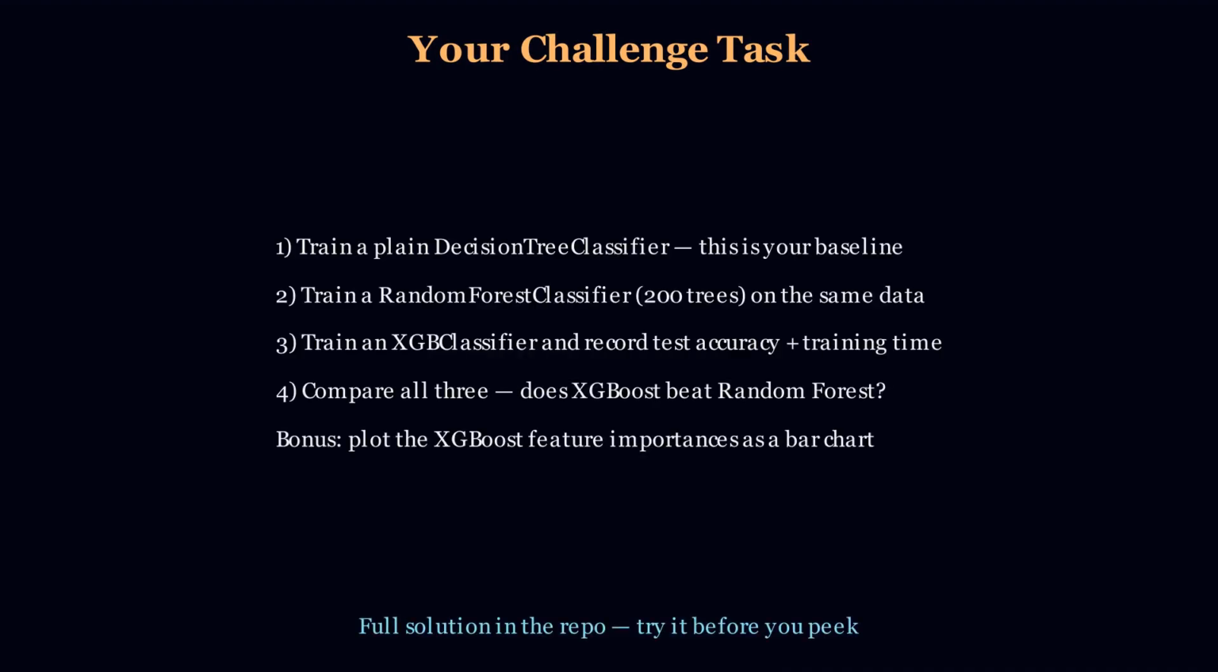Your challenge task for this episode. Train a decision tree baseline, then a random forest, then XGBoost. Compare test accuracy and wall clock training time for all three. Bonus. Plot the XGBoost feature importances as a bar chart. Post your 3 accuracy numbers in the comments. Did XGBoost beat your random forest? By how much? Full solution is in the repo. Try it before you peek.